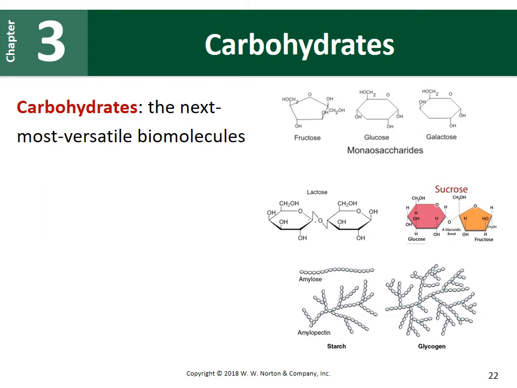Our second molecule are the carbohydrates, and carbohydrates are the next most versatile molecule. And there are 3 types of carbohydrates. There are the monosaccharides, and this is also the monomer. Examples of monosaccharides are right here. There's fructose, glucose, and galactose. And these monosaccharides, it's just one carbon ring.